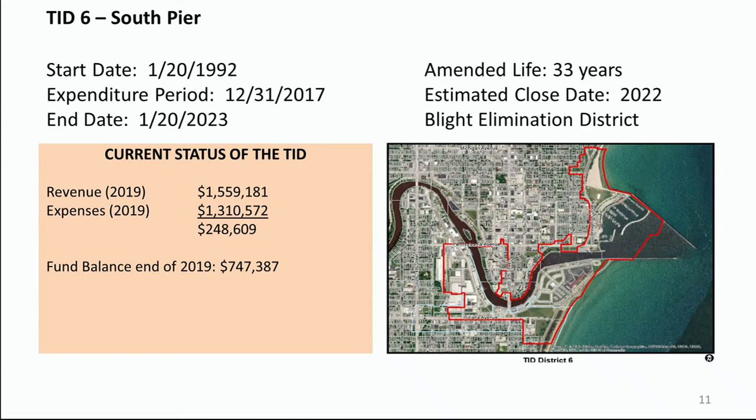But TID 6 was started in 1992. Its expenditure period is now closed. It closed as of 12/31/2017. And the end date of that district is January 20th, 2023. It was amended and had a number of changes. So this one exceeded the amount of years, primarily based on moving into the recession. It's been open for 33 years, and it's to close in 2022. It was created as a blight elimination district. If you look at the current status of the district, the revenues based on 2019 shows a positive cash balance between revenues and expenses of about $250,000, and then there's about $750,000 in the fund balance.